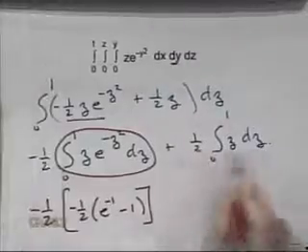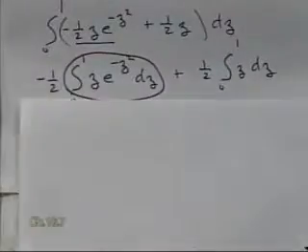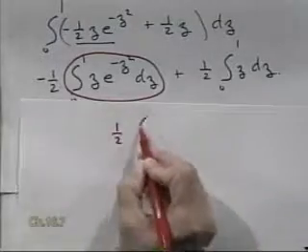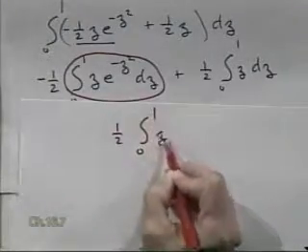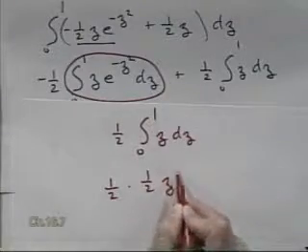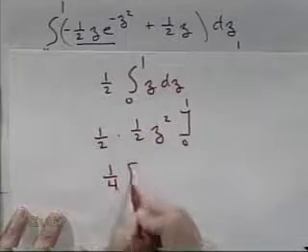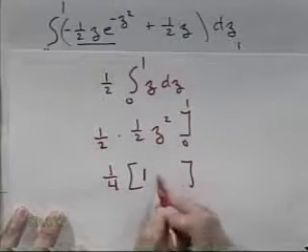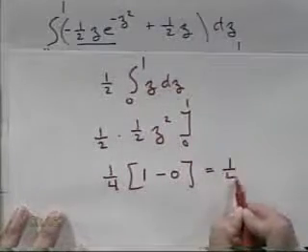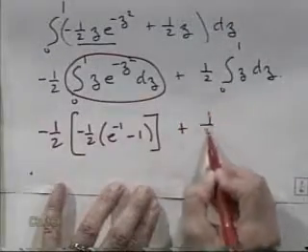Now I have to figure out what this is. Well, this one's a pretty easy one to do. I think I'll do that right here. I have 1/2 integral of 0 to 1 of z dz. So that's 1/2 z squared from 0 to 1. 1/2 times 1/2 is 1/4. Plug in a 1, I get 1. Plug in 0, I get 0. So it looks like I have equals 1/4. So this integral is plus 1/4.